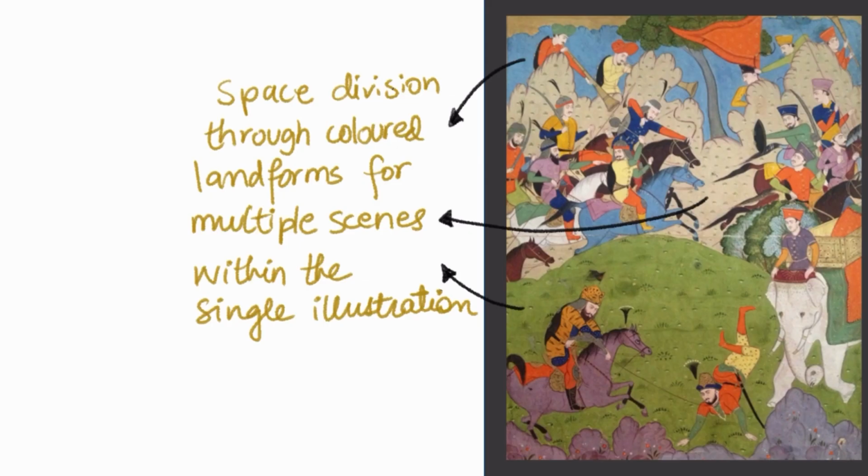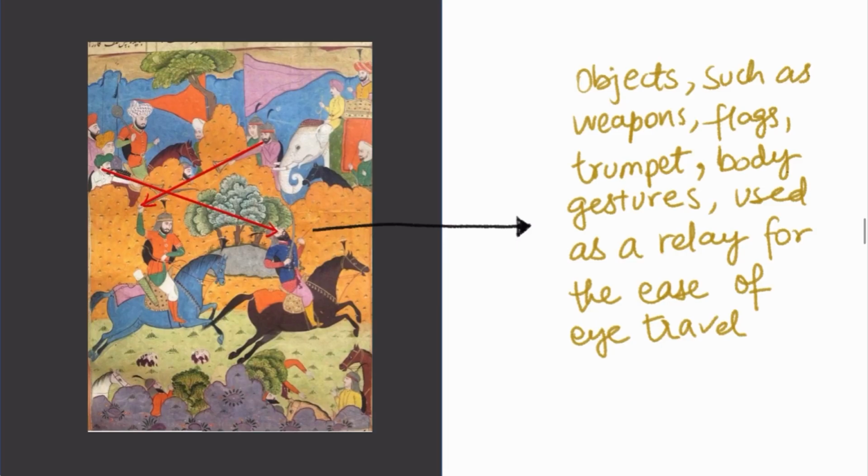To arrange the spaces within the illustration, there is a space division through colored landforms for multiple scenes within the single illustration, and the assorted colors give the effect of multiple scenes going on within single illustration. Different objects such as weapons or flags, trumpet, body gestures have been used as a relay for the ease of the eye travel.